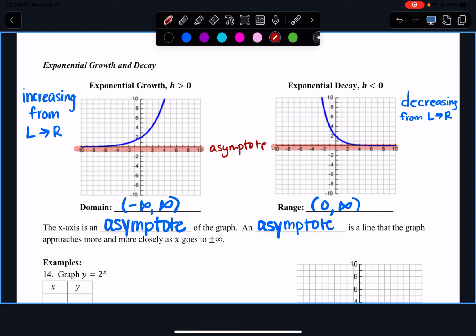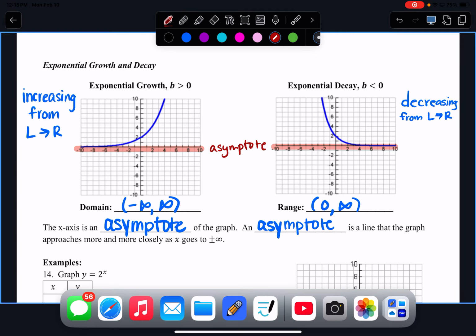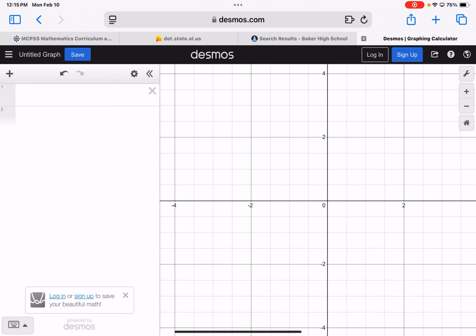So those are our asymptotes. And I actually want to show y'all, on these graphs, it looks like it's touching the asymptote, right? It looks like it. So I actually want to show you an example of what's happening with our function, looking at it on Desmos, okay?